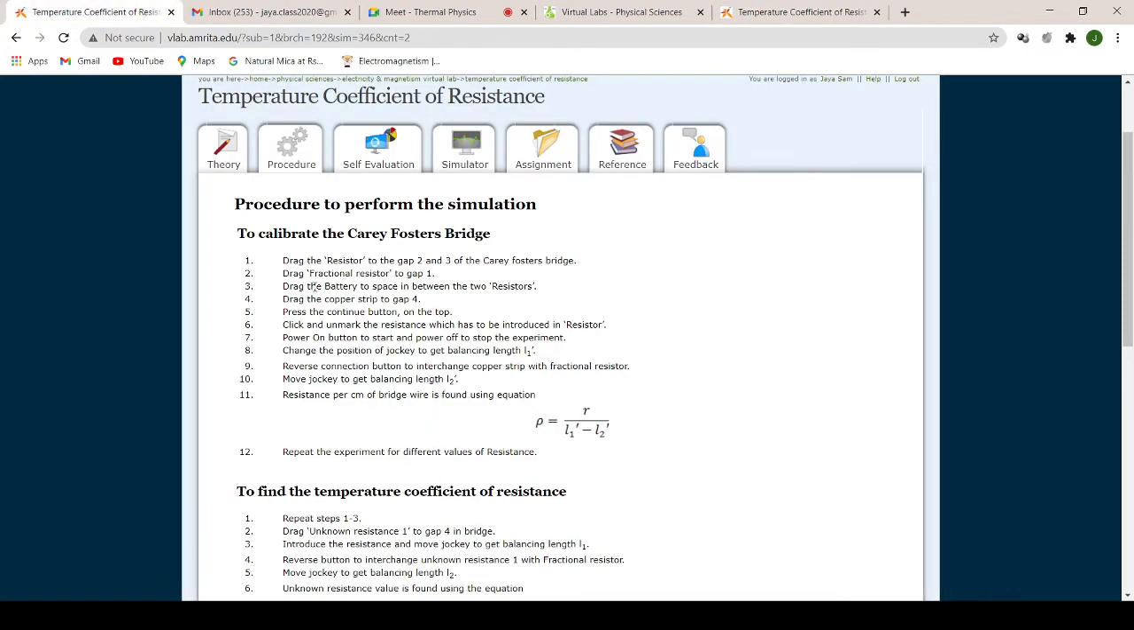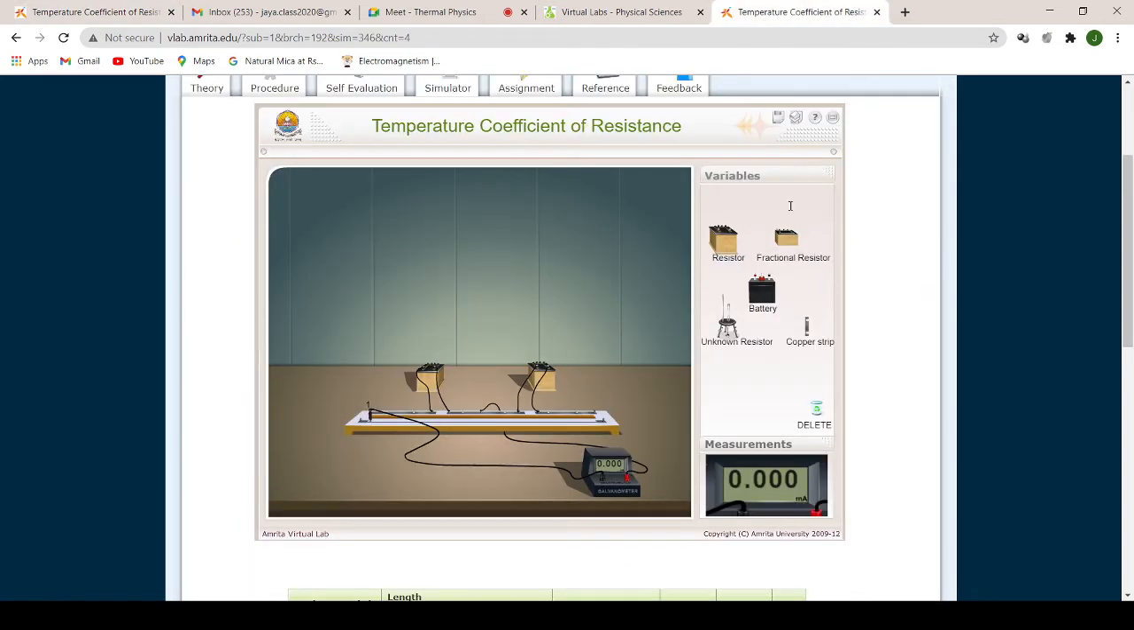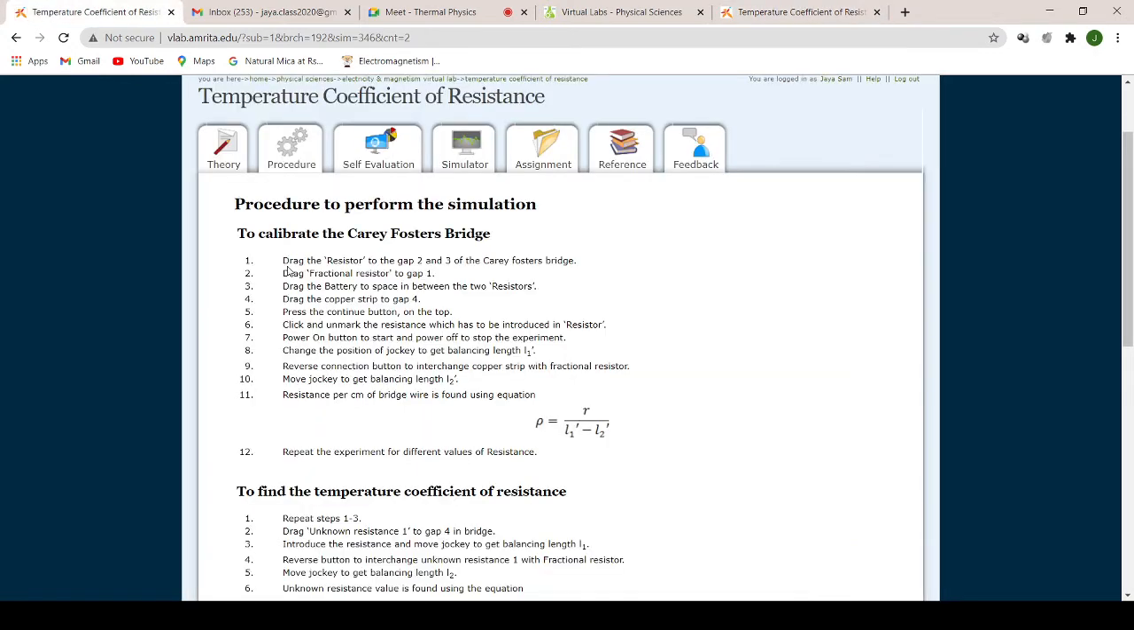What is the next step? Second step is drag the fractional resistor to gap 1. So let us drag the fractional resistor, and this is the slot 1. So if we place it here, it is going to directly make the connections. So one slot is left, that is the fourth one. What do we do about it? The battery also has to be connected, or else there will be no flow of current.